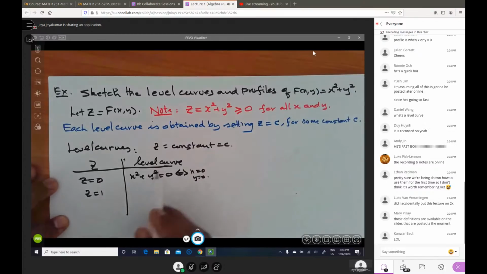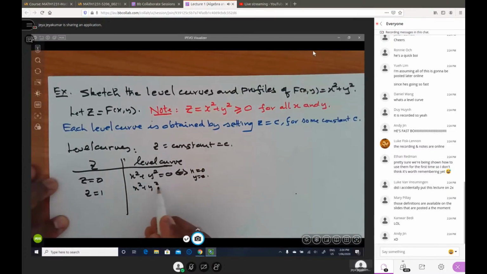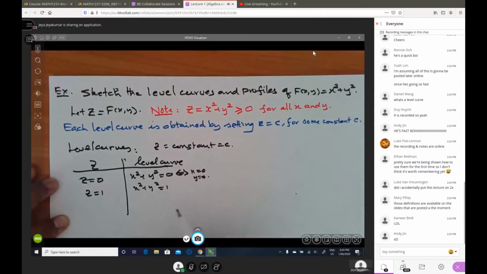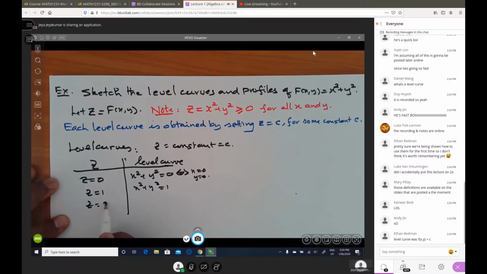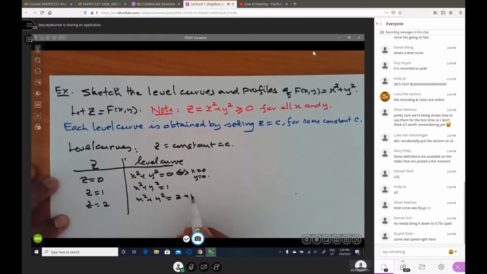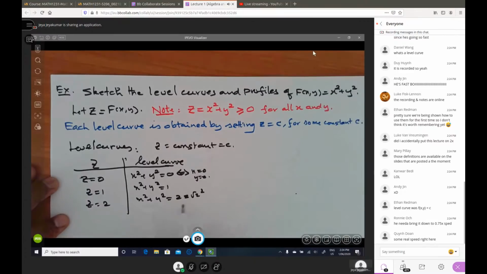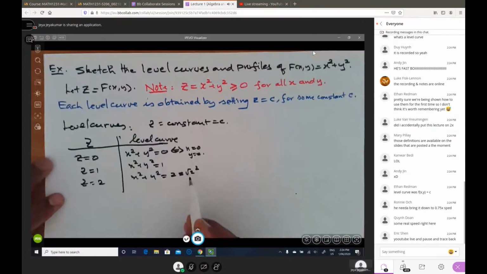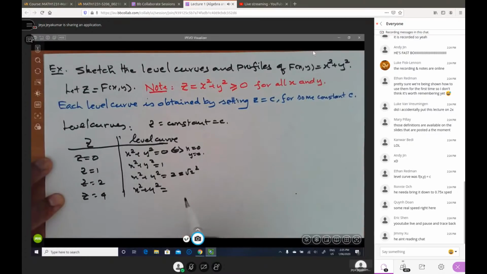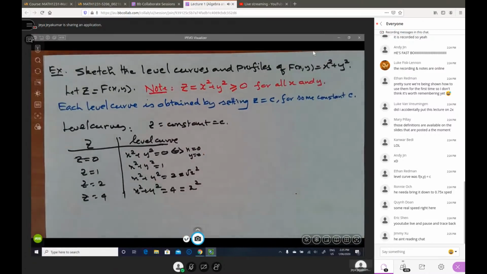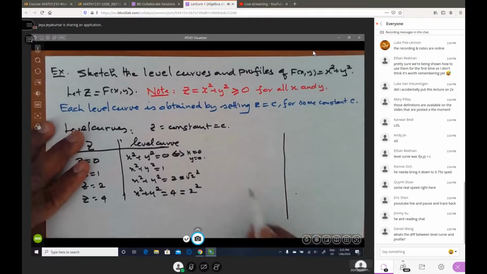And so z equals 1. Z equals 1, you get x squared plus y squared equals 1. So that is a circle with radius 1. And so z equals 2. So that gives you x squared plus y squared equals 2. That is root 2 squared. So the level curve is a circle with radius root 2. Okay? And for example, let's do one more. Z equals 4. X squared plus y squared equals 4. So that means that's 2 squared. That's also a circle with radius 2. So let's sketch the level curves here.